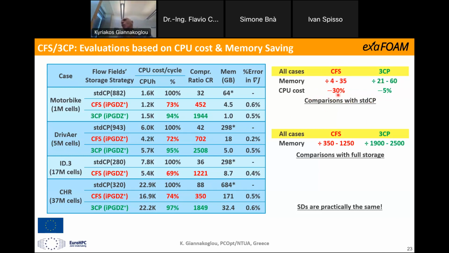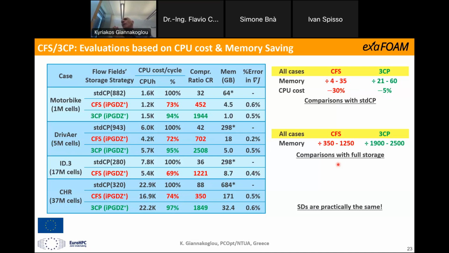And the CPU cost has been reduced either by 30% or by 5%. Of course, it would be much nicer for me to compare everything not with checkpointing, but with full storage. In this case, you will see that at least the memory has been divided by more than 1,000 in many cases, by 3 orders of magnitude, saving storage requirement.